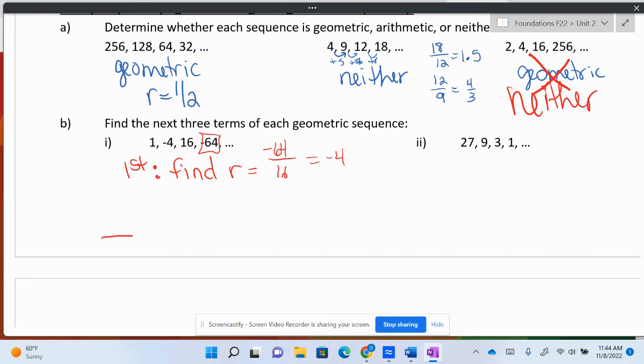So to find the next 3 terms, I take the last term, which was 64, and I multiply that by -4. Anyone? Oh, the last one is -64. Yes, thank you, sir. What'd you get? 256. Then I'm going to take that and multiply that by -4.